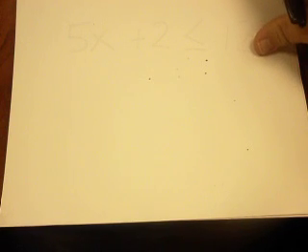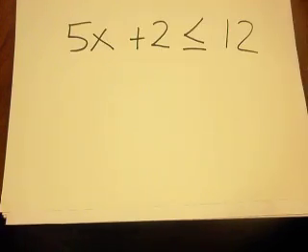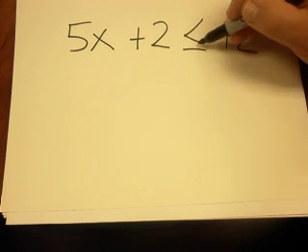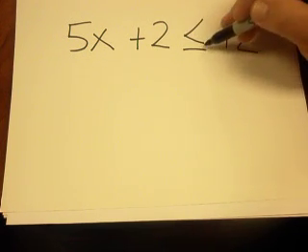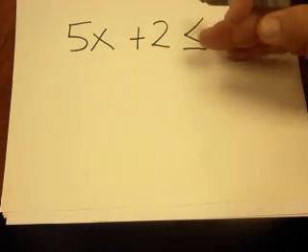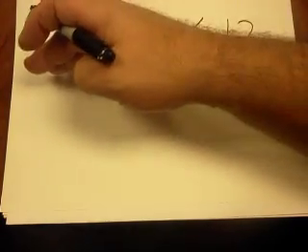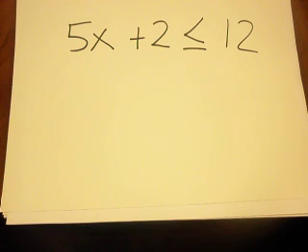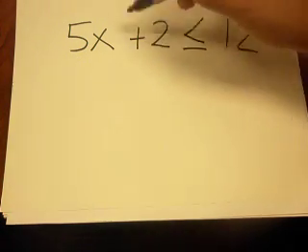Let's kick it up a notch. What if you have something that looks like this? 5x plus 2 is less than or equal to 12. In this case, the alligator's mouth is opening to eat the 12. So this side of the equation is larger than that side, whatever that is. We don't know what it is yet. We're going to solve for the x.